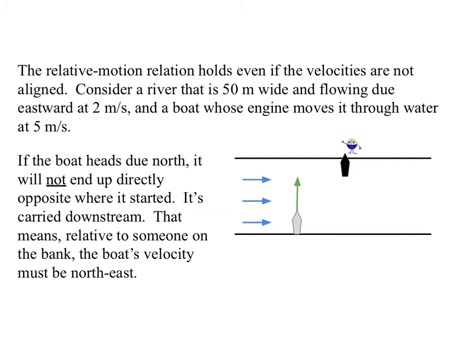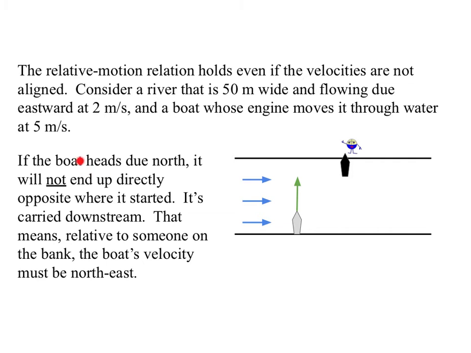All right, the relative motion equation holds even when the velocities are not aligned. So far we've been doing one-dimensional people movers or rivers, and that's fine. I usually call these conveyor belt problems, because there's just motion along a line. But it doesn't have to be that way. Consider a river that is 50 meters wide, but is flowing eastward at 2 meters per second. And then consider a boat whose engine moves it through the water at 5 meters per second, meaning relative to the water that it's in, it's moving 5 meters per second.